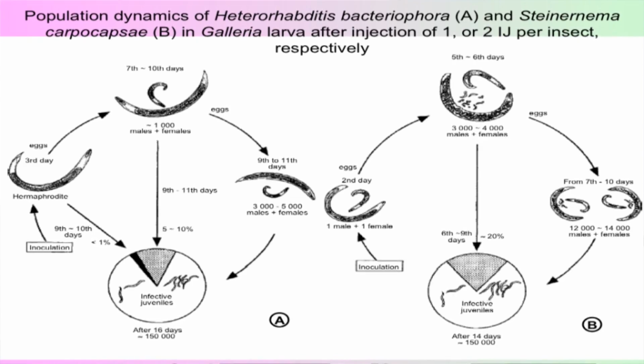I just want to emphasize that in the case of Heterorhabditis, if you put in one nematode, then after multiplication of about 2 weeks, 16 days, we will get around 1,500 nematodes. In the case of Steinernema, the other side, 2 nematodes are needed, as sexual reproduction is there, whereas in Heterorhabditis, the first stage is hermaphrodite.